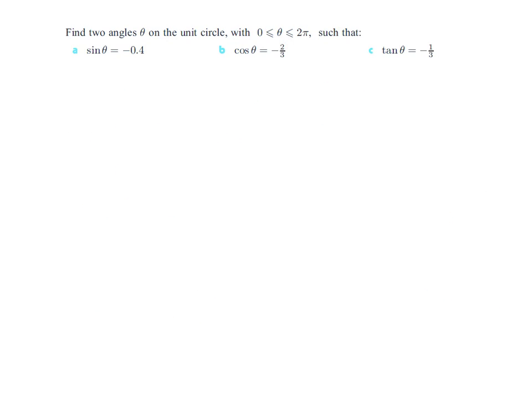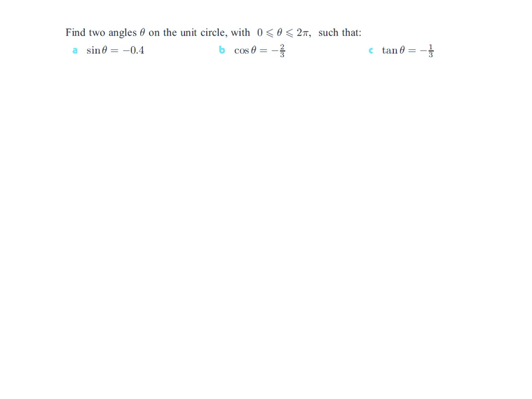I suggest you should pause this video and try the problems on your own. Find two angles theta on the unit circle with theta between 0 and 2 pi. First problem, sine of theta is equal to negative 0.4.